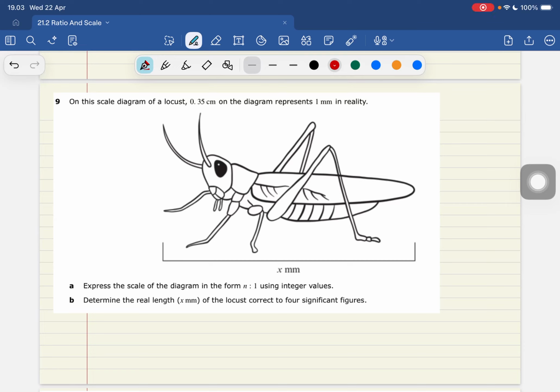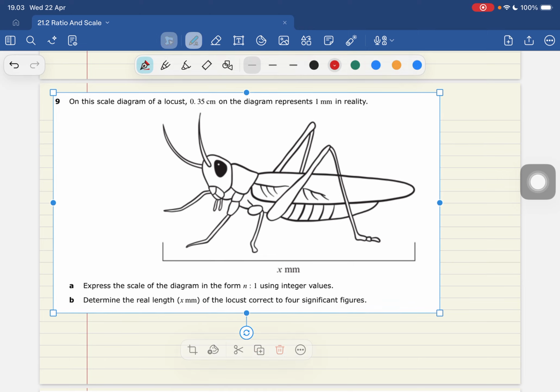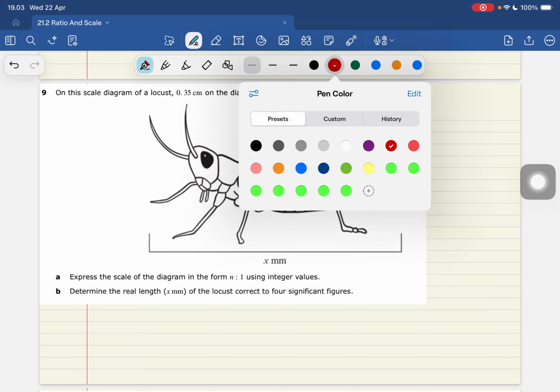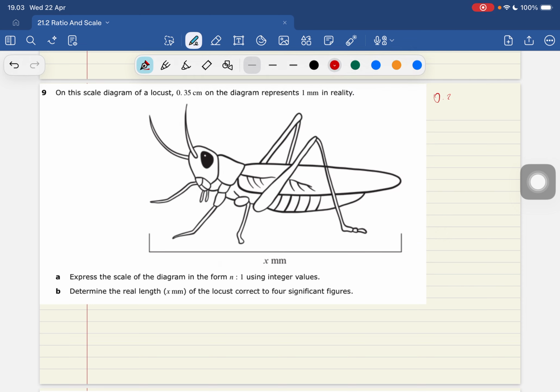Hi, in this video I'm going to solve a practice question for ratio and scale. So this is the scale diagram of a locus. So we got 0.35 centimeter to 1 millimeter. So here we can write it first, convert to millimeter. It's going to be 3.5 millimeter to 1 millimeter.